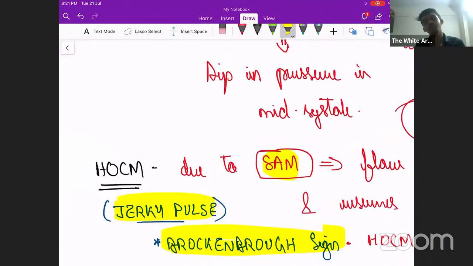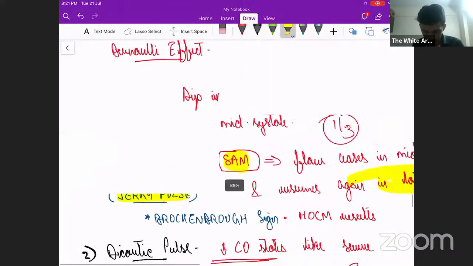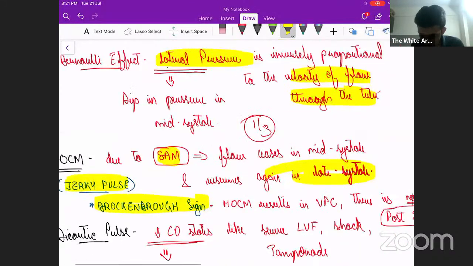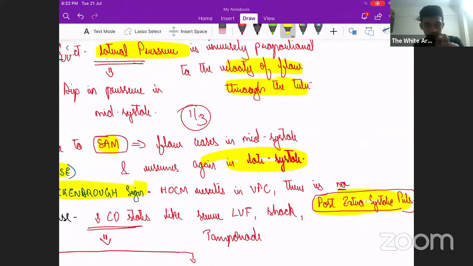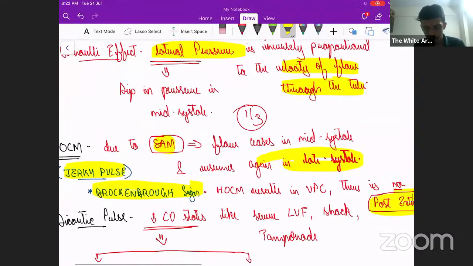Yes, correct. Due to post extrasystole. This we had read in VPC, in ventricular premature contraction. The same thing happens in HOCM. In HOCM also, you can expect a ventricular premature contraction because of the hypertrophic ventricle. That itself will lead to an extrasystolic activity. When that happens, there won't be a post extrasystolic pulse. Why? Again, because of the systolic anterior movement of the mitral leaflet, it won't let that extrasystolic pulse take place. That is what we call the Brockenbrough sign. If HOCM results in VPC, then you don't see that post extrasystolic pulse wave activity.